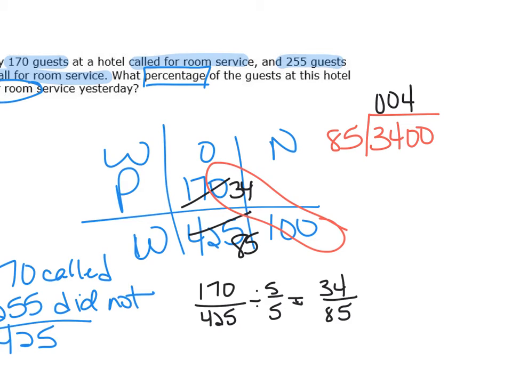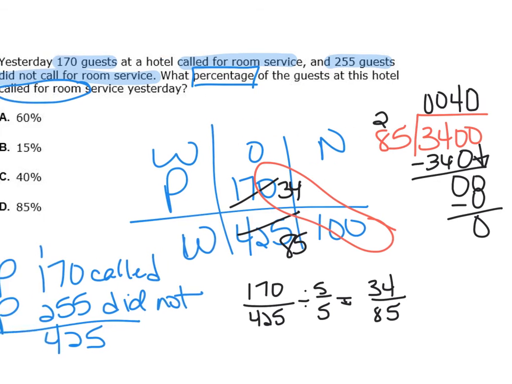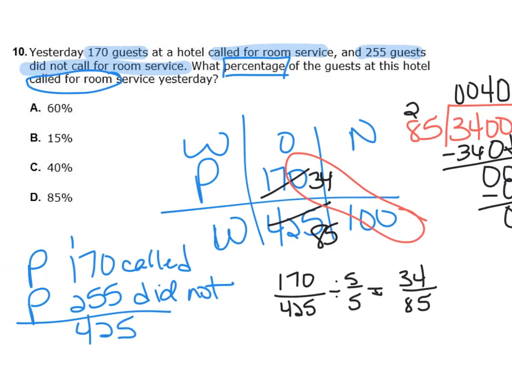So 4 times 5 is 20. 4 times 8 is 32, plus 2 is 34. So then my answer is here. So that's the remainder 0. Bring down the 0. Now, guys, if you bring down the 0, that means you need to put a 0 on top. Subtract the 0, and it's 0. So then my answer is going to be 40%.